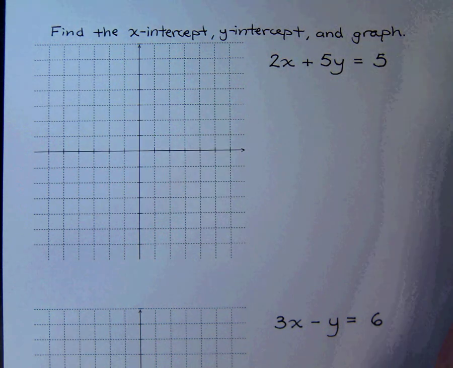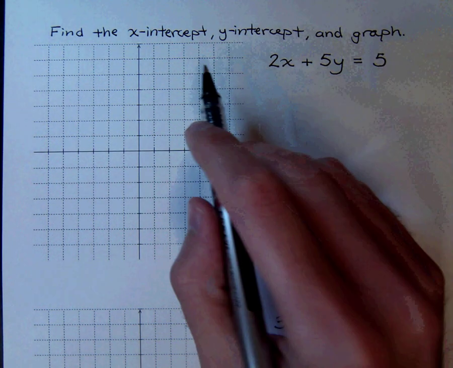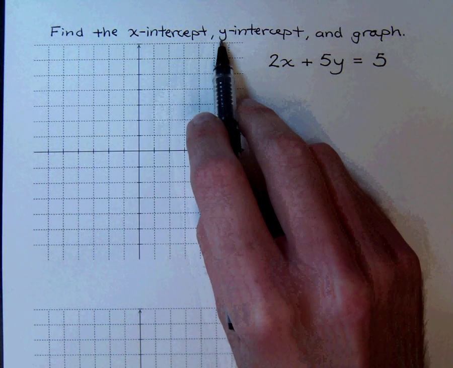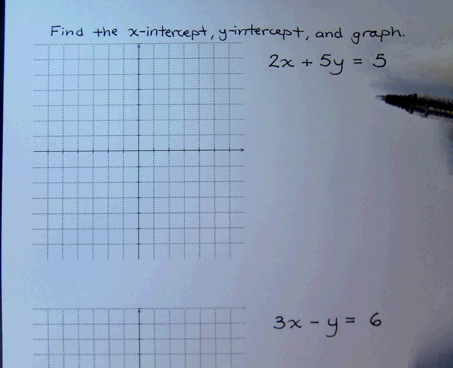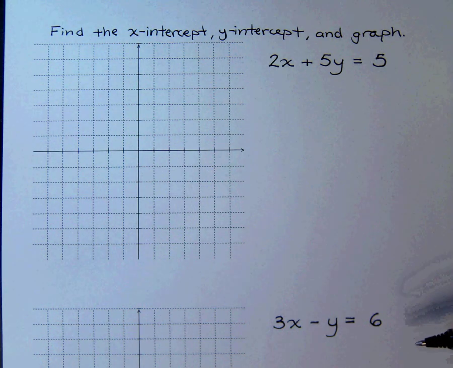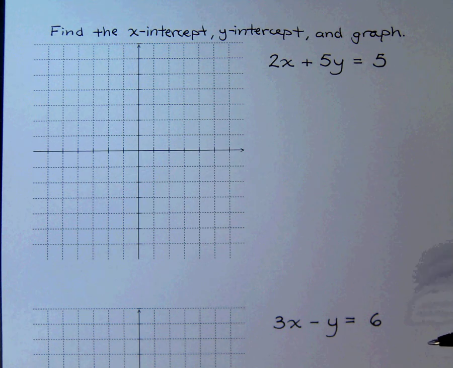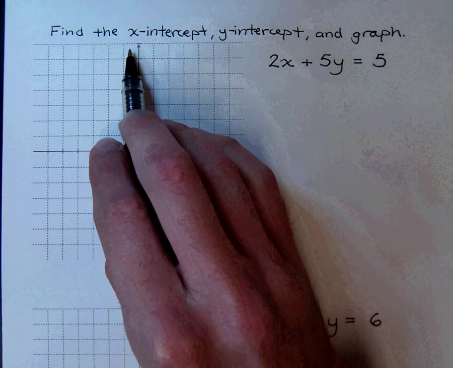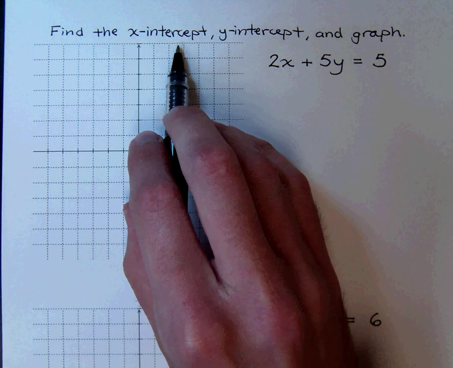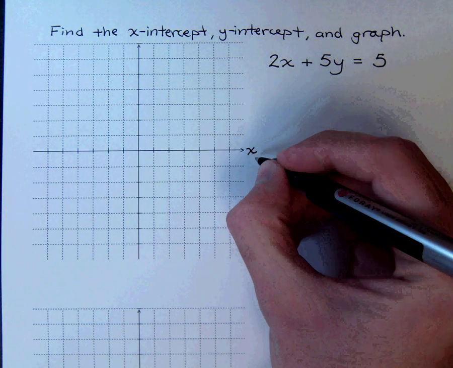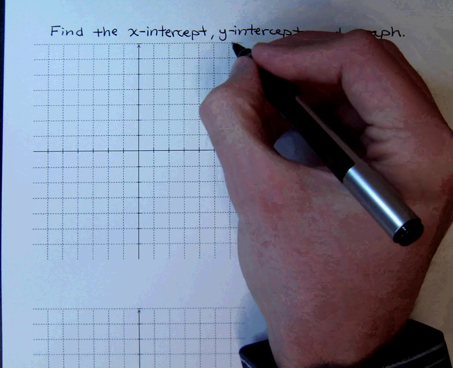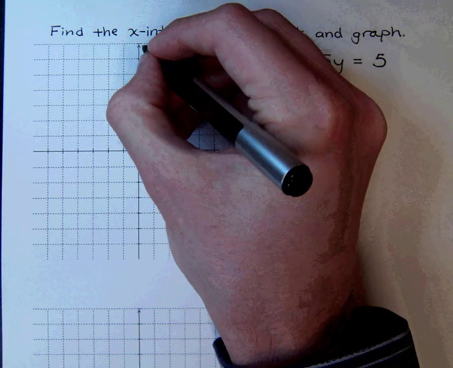Now we want to look at graphing lines by finding both the x-intercept and the y-intercept. Okay. We have a couple of examples that we're going to work through. So let's go ahead and get started. Remember, when we're talking about the x-intercept, we're talking about the point where the line crosses the x-axis. And the y-intercept is the point where we cross the y-axis.